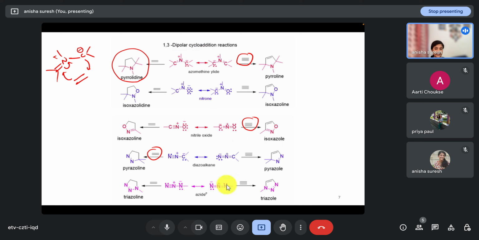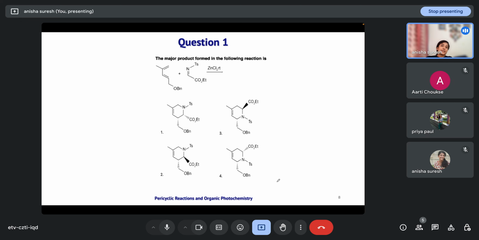And similar is the case with azide. When it reacts with ethene, it will result in the formation of triazoline. And when it reacts with ethyne, it will result in the formation of triazole. Now coming to question number 1 of today's session. The major product formed in the following reaction is. So this is an example of hetero-Diels-Alder reaction where the dienophile has the heteroatom. Okay. So what will be the major product that is formed in this reaction?